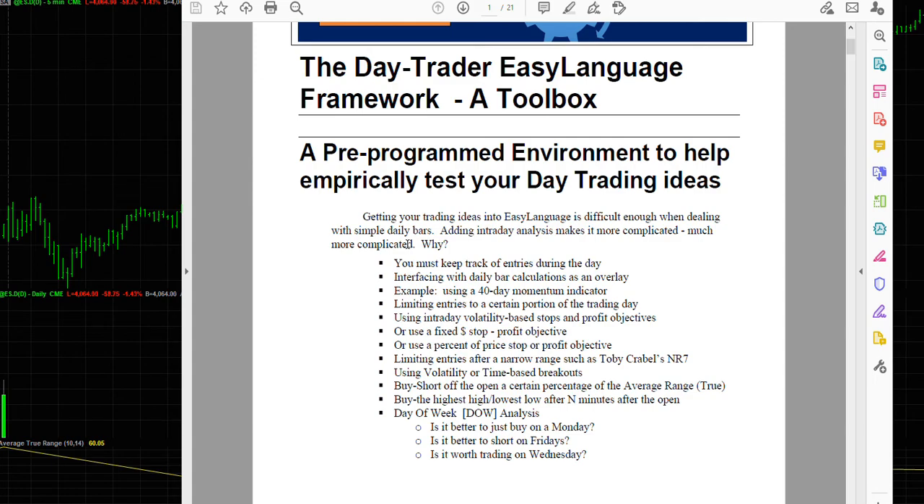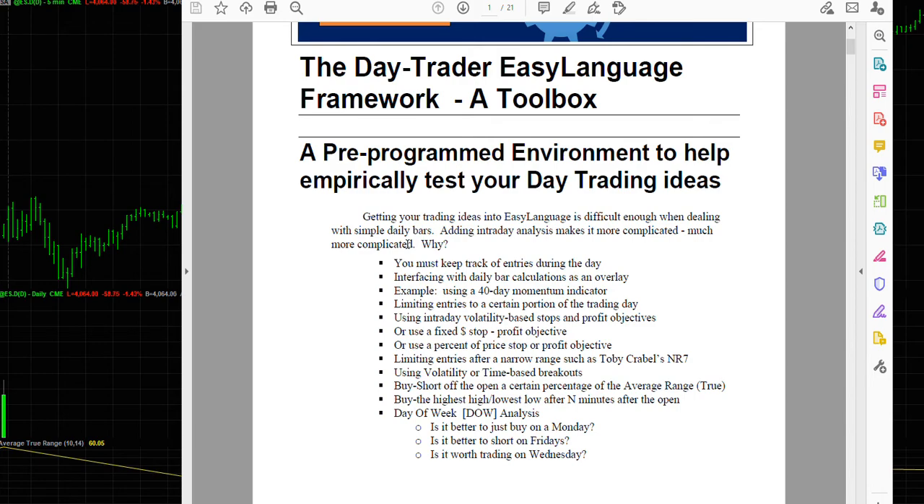And also, you may want to optimize that. You may say, okay, I want to start out with the first 30 minutes, but then, hey, maybe I want to trade the first hour, maybe the first 2 hours. The framework allows you to optimize that type of constraint.